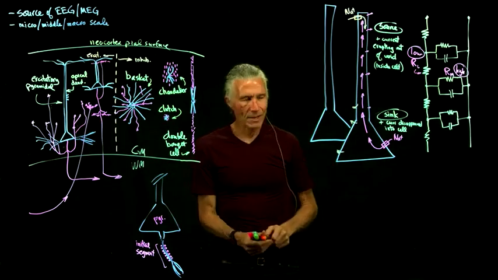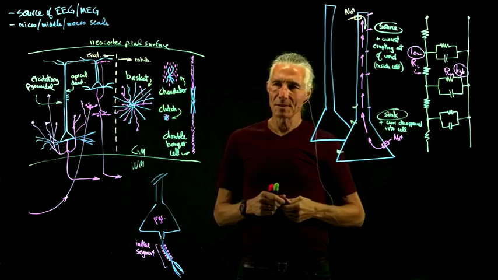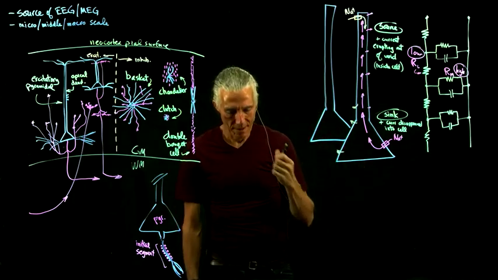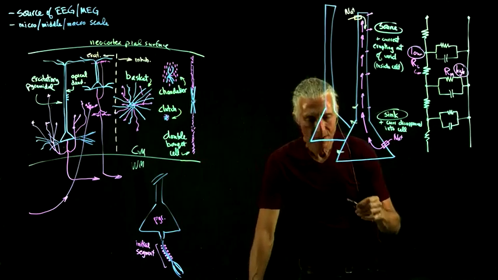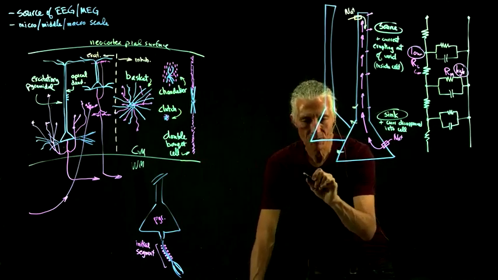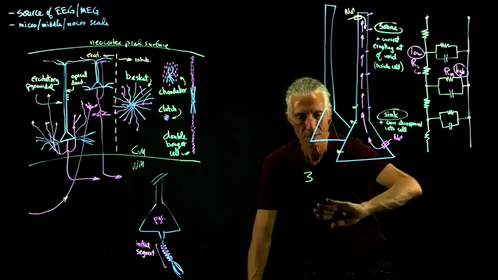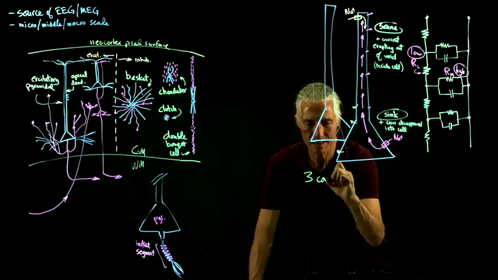But it turns out you need more than just the cables. So there's three critical things that you need in order to be able to see a signal at a distance. So here's three conditions.